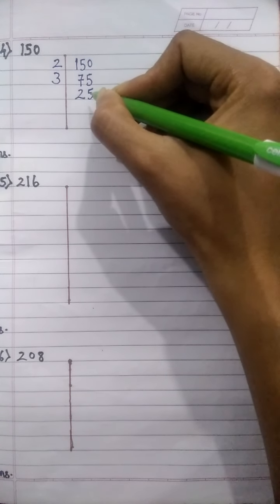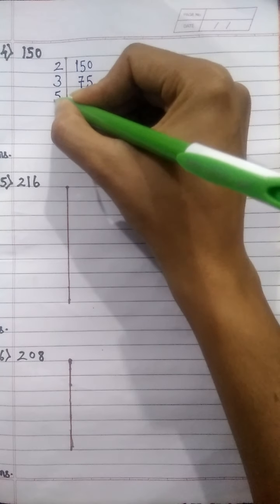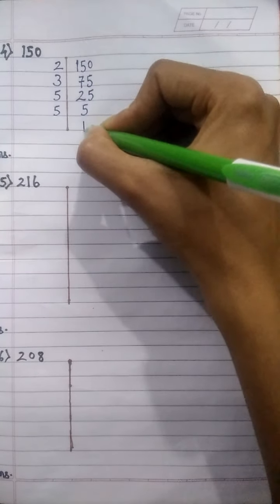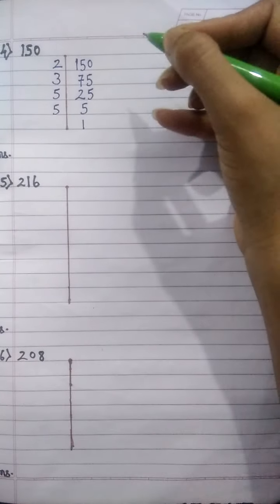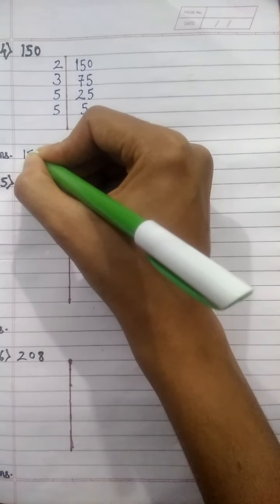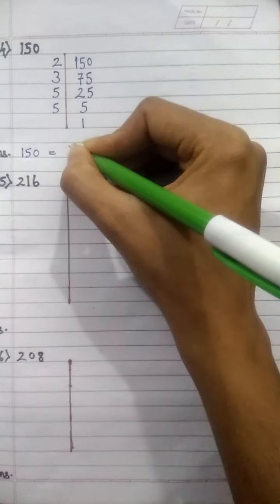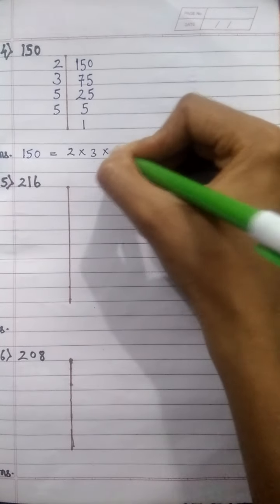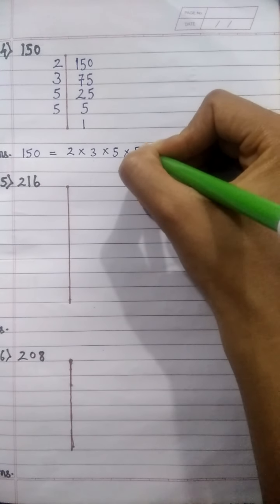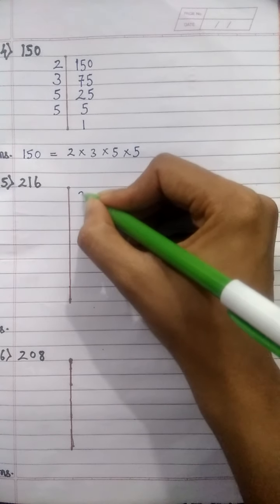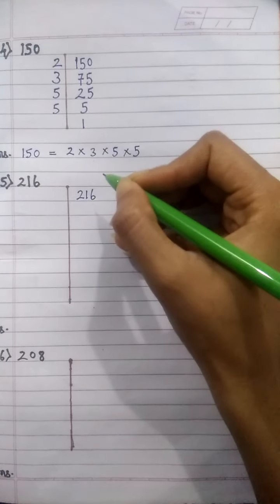So test of divisibility by 5 now. Next prime number is 5. 5 5s are 25. 5 1s are 5. And here we have the prime factors of 150. Write them down as your answer. Prime factors of 150 are 2 into 3 into 5 into 5. So next, question number 5, 216.